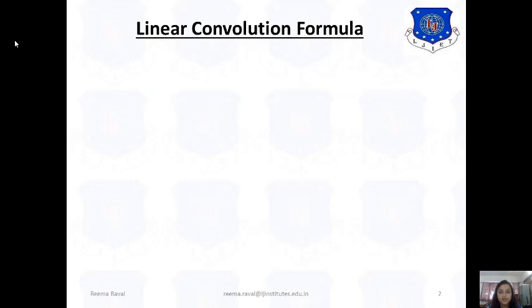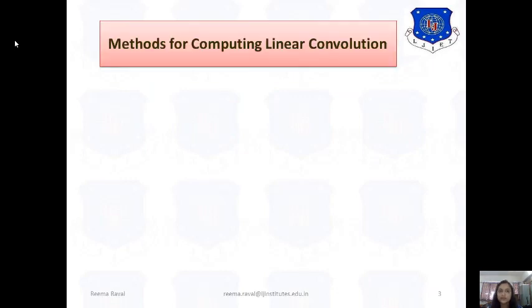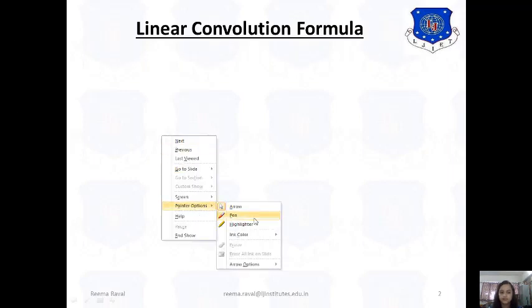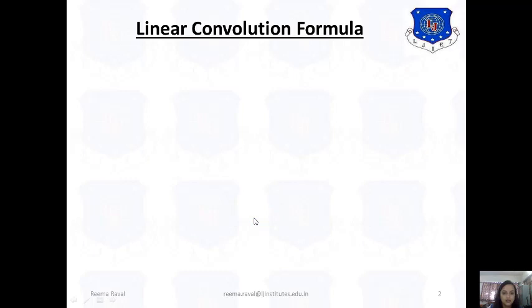Now let us revise the linear convolution formula. The linear convolution formula is given as the output convolution sequence y of n equals the summation of k equals minus infinity to infinity x of k into h of n minus k. So this is the linear convolution formula that we are using.